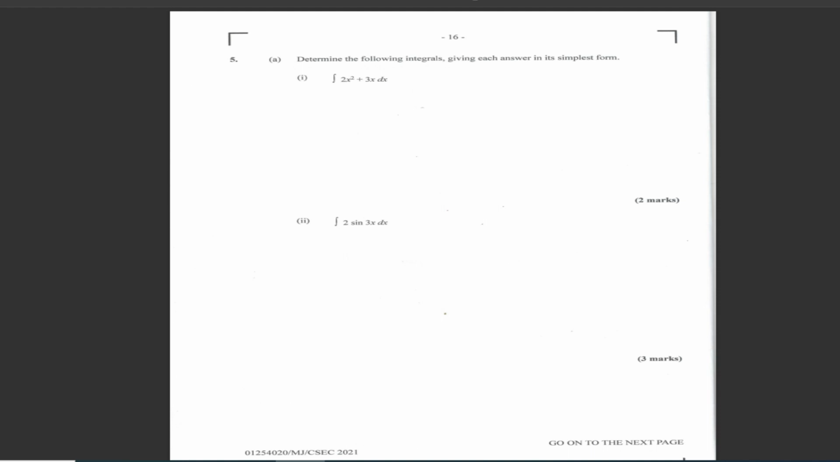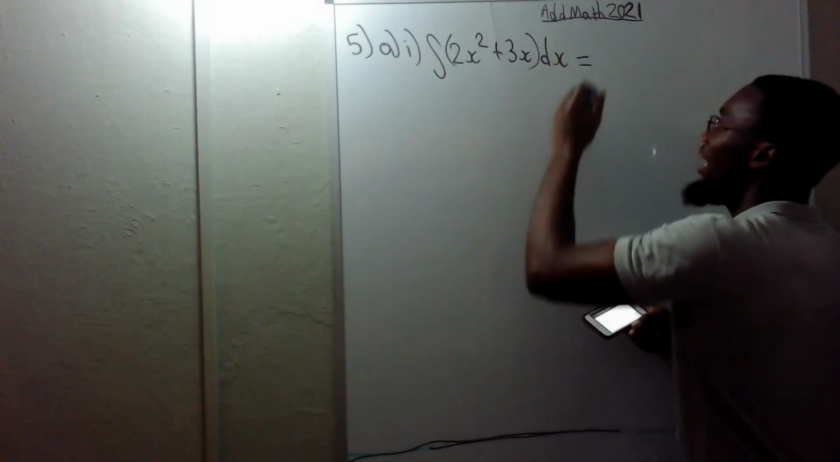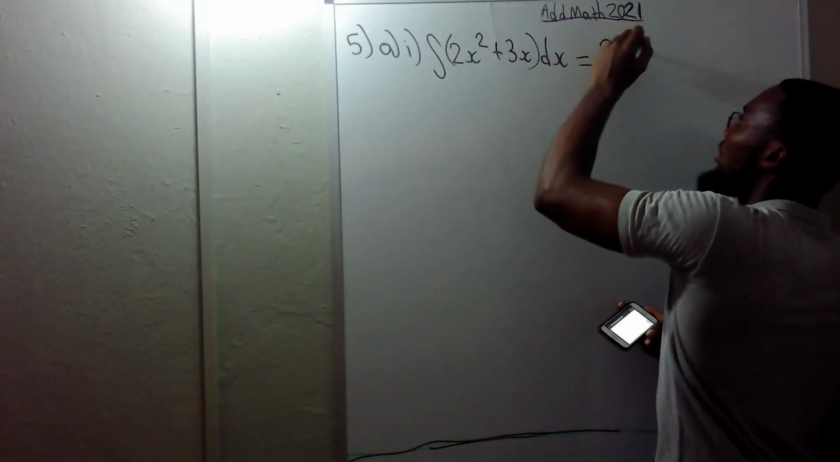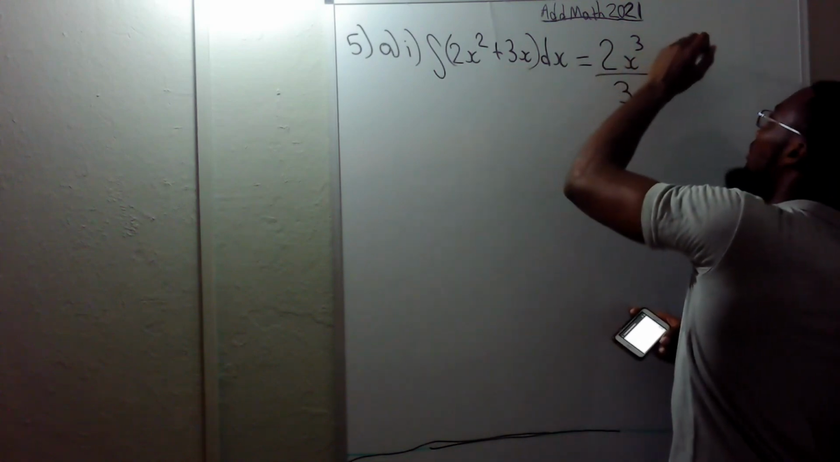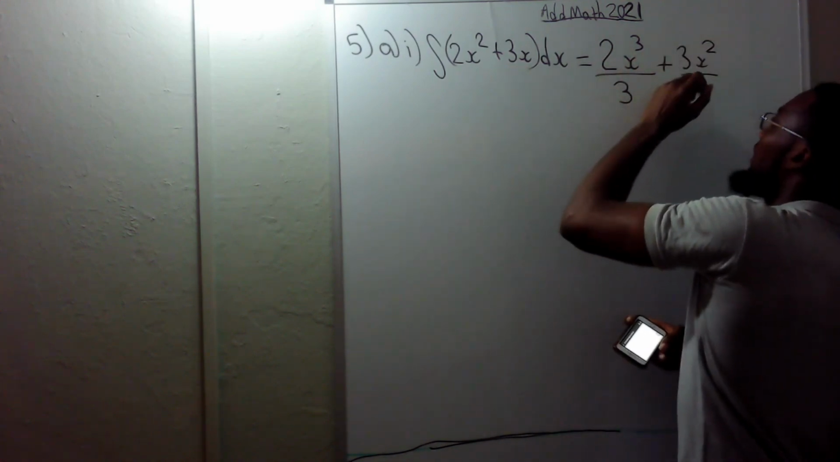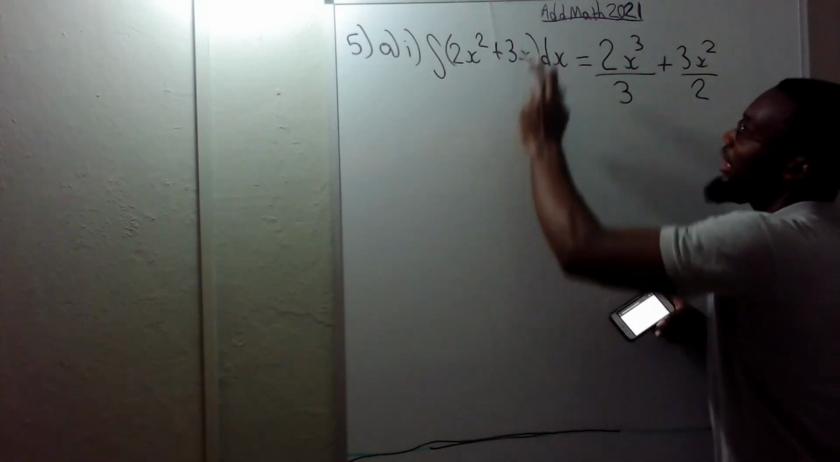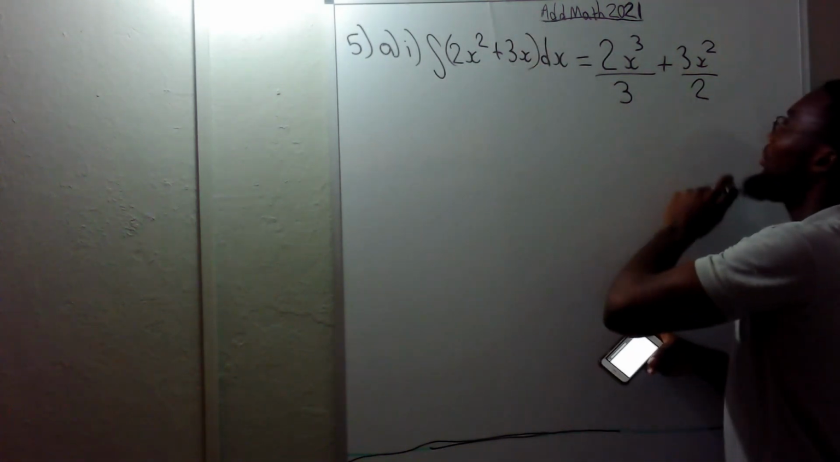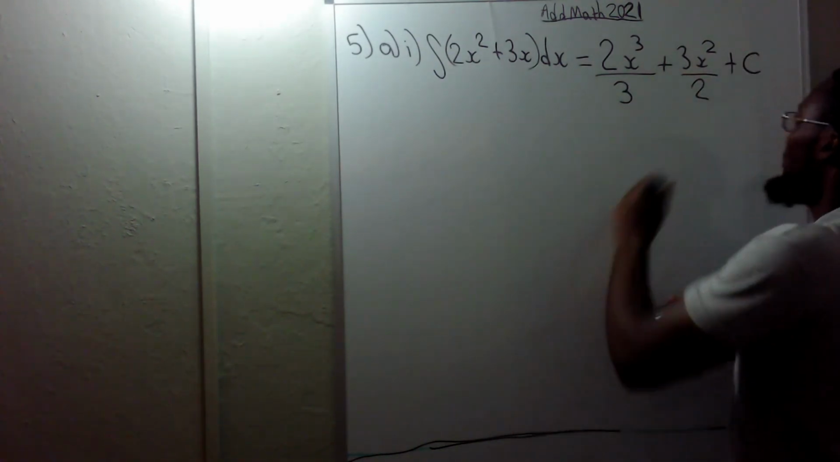So that's it guys. Alright, question 5 says, determine the following integral. So we need to integrate 2x squared plus 3x. Now guys, to integrate, you add 1 to the power, you divide by the power. That's it. So add 1 to the power to get 3, divide by the new power 3. Add 1 to the power 2, divide by the power, plus some constant c. Guys, that's it. That's clear.